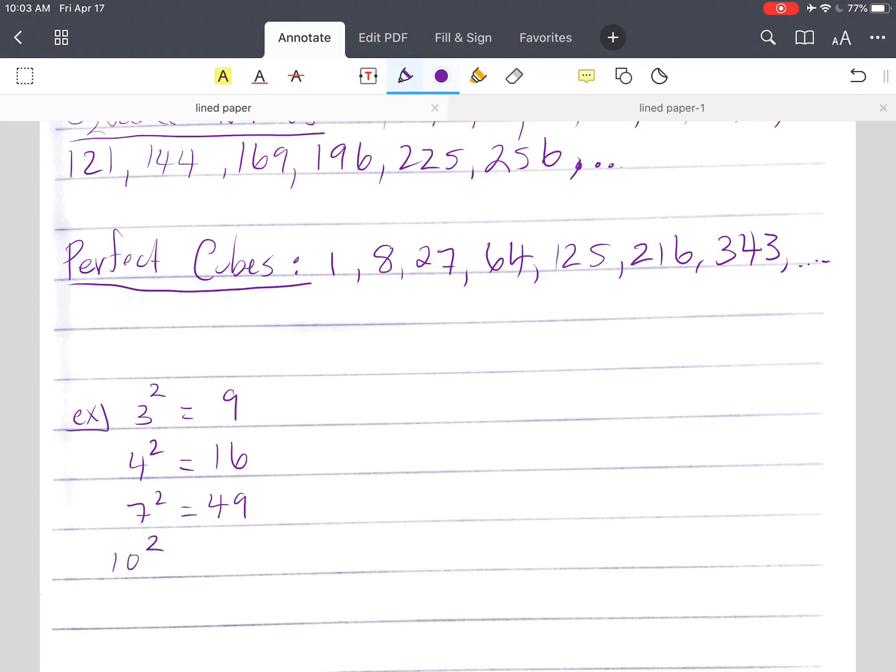49. Then what's 10 squared? 100. So, if you know how to square numbers, that's a good start.